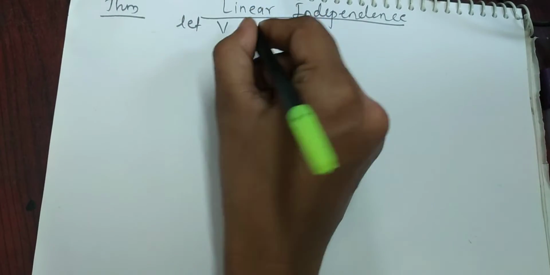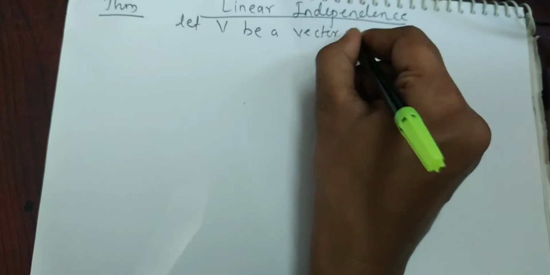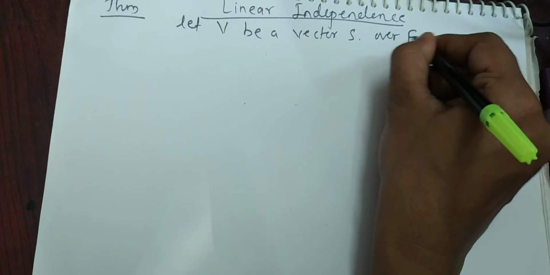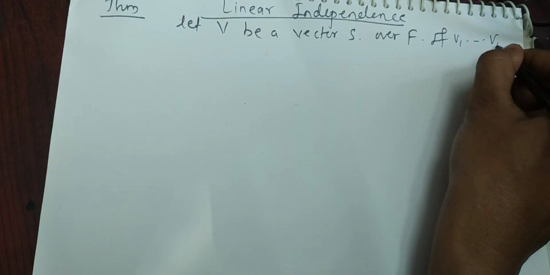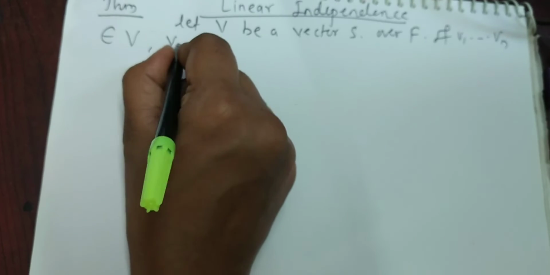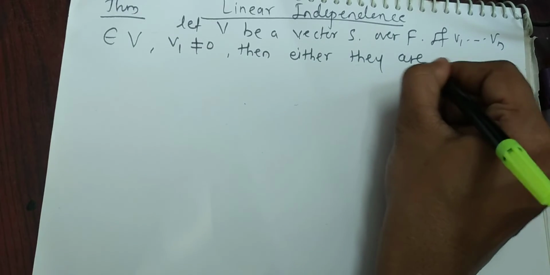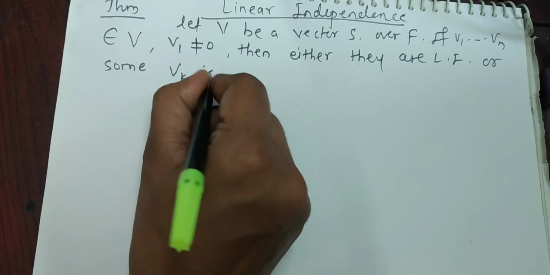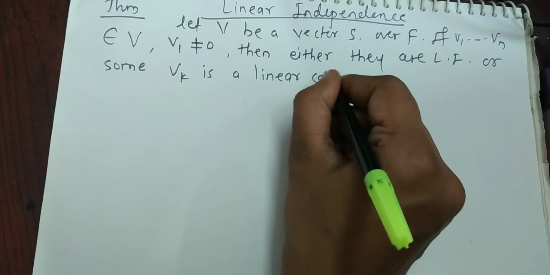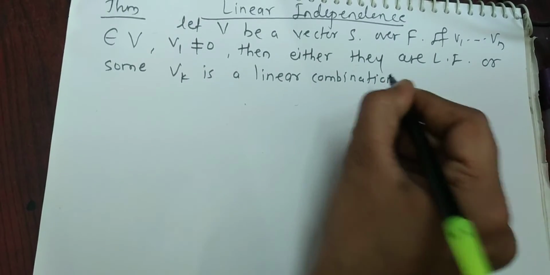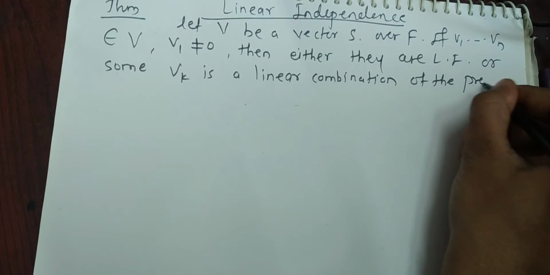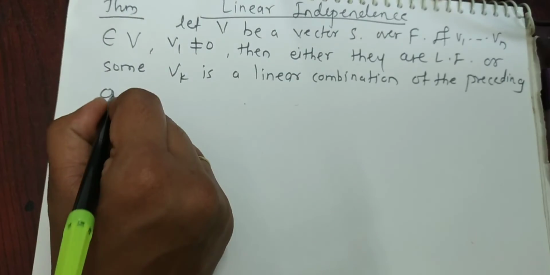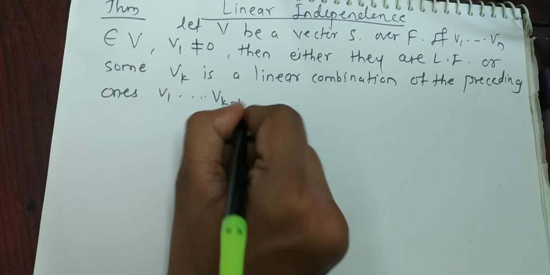Let V be a vector space over F. If v1, v2, ..., vn belong to V, where v1 is not equal to 0, then either they are linearly independent or some vk is a linear combination of the preceding ones, v1 up to vk minus 1.